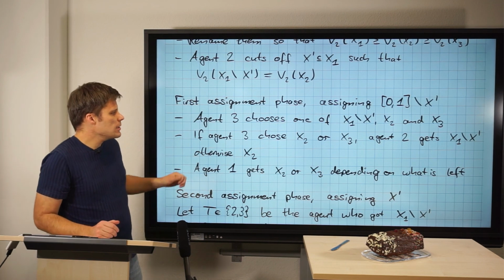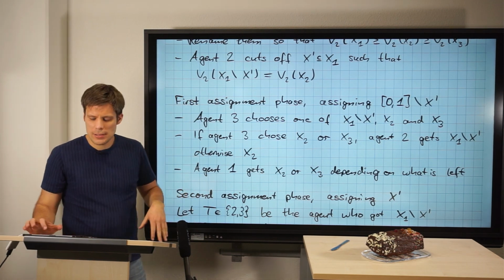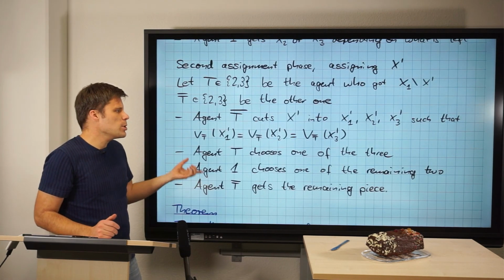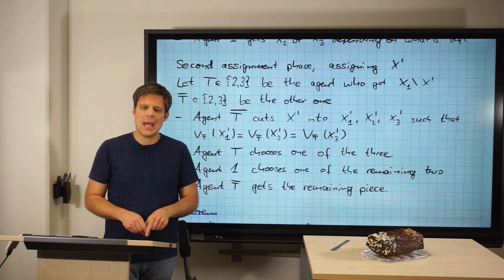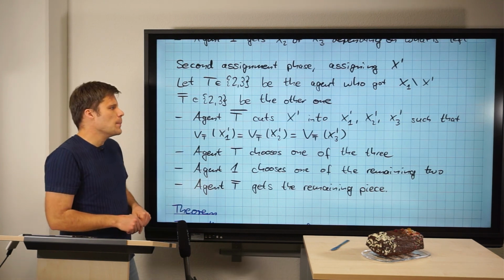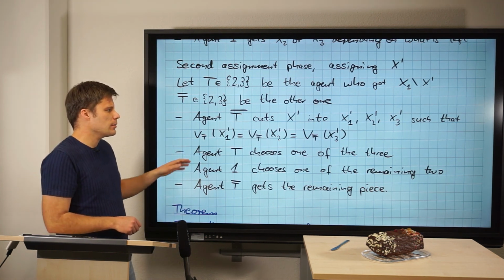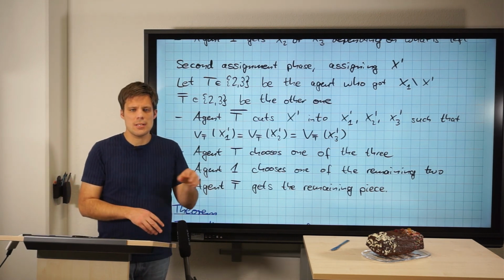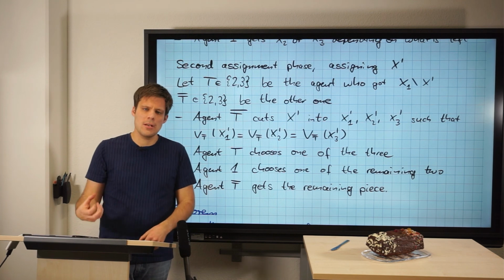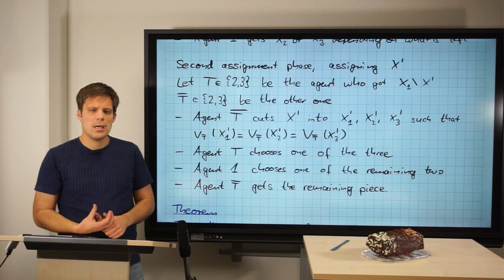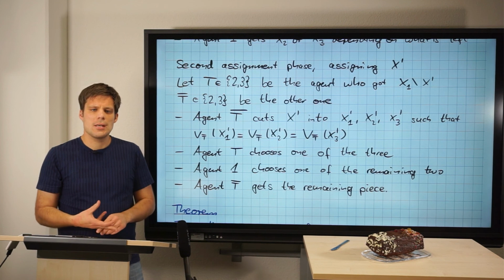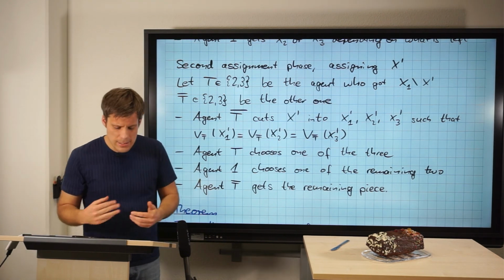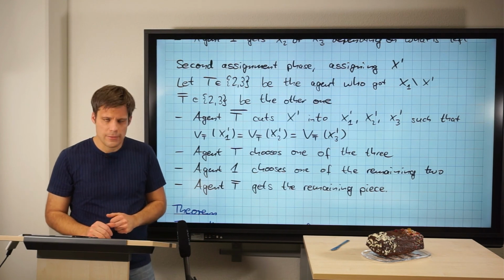But the difficulty is that we have to actually allocate everything, and this is why we are then going through this second assignment phase, in which we're doing the same thing again, meaning that again somebody cuts the cake into pieces, then somebody chooses, and then somebody else chooses, and only then the one who actually cut the cake or the remainder of the cake again gets something. And this is the general principle that you have to follow.